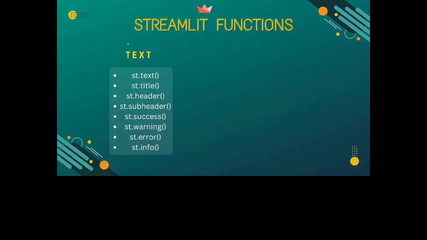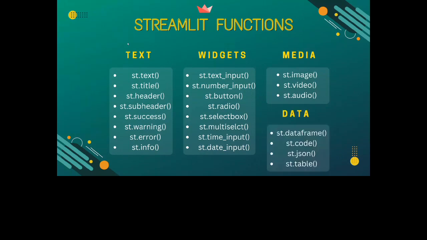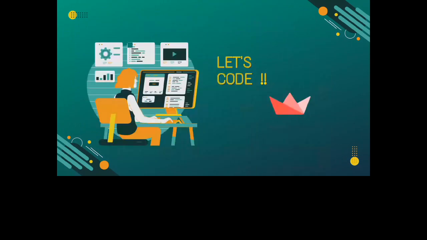So these are a few Streamlit functions. While handling text, we have st.text, st.title, header, subheader, and success and warning functions. In widgets, we have text input, number input, button, radio, multi-select, and select box. In media, you have images, video, and audio. In data, we have dataframe. We can print out a data set. If you are working on a huge ML project, you can display the data set and you can draw some insights. So let's go. This session would mostly be more on coding and less on PPT.